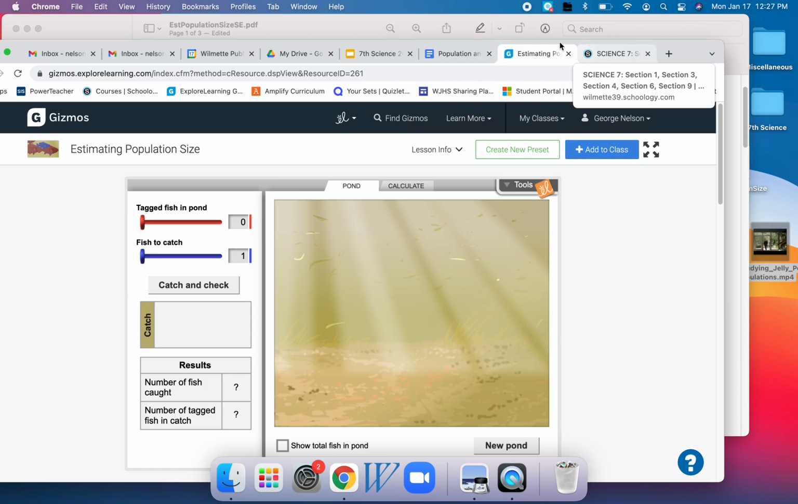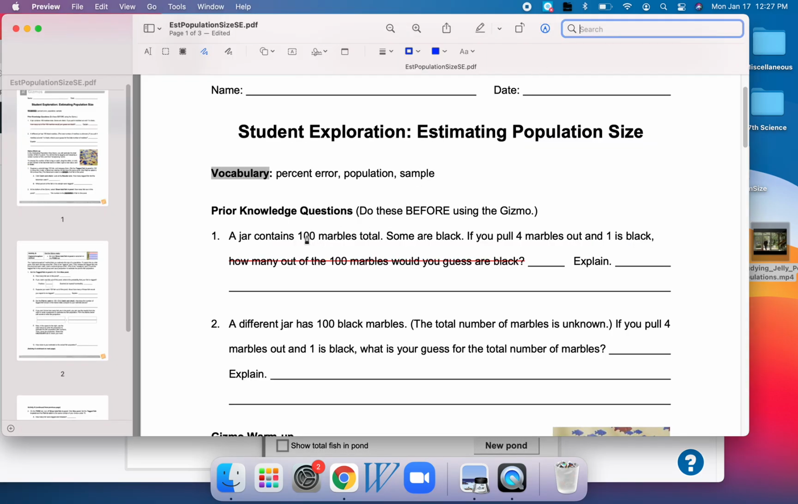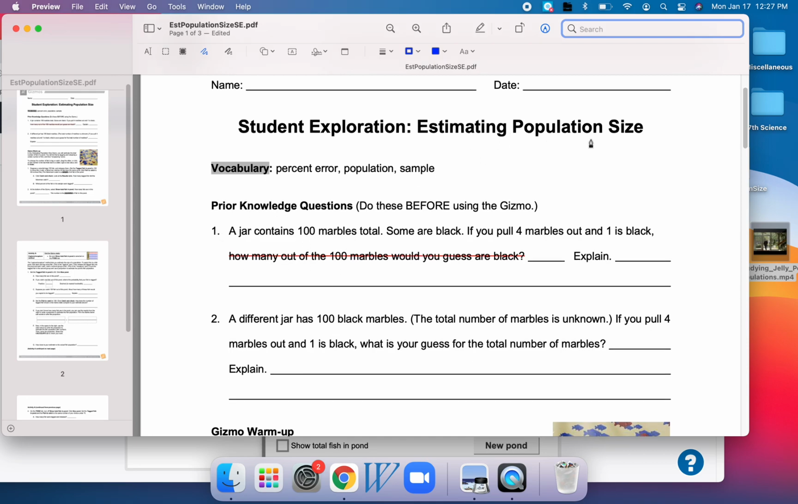We have then, in our worksheet, a jar that contains 100 marbles. Here's our pre-lab prior knowledge into how we estimate fish populations. A jar contains 100 marbles, some are black. You pull out 4 marbles, and 1 is black. Out of the 100 marbles, how many would you guess are black? So if you pull 4 marbles and 1 is black, well, I'm thinking of proportions here. What would it be out of 100?